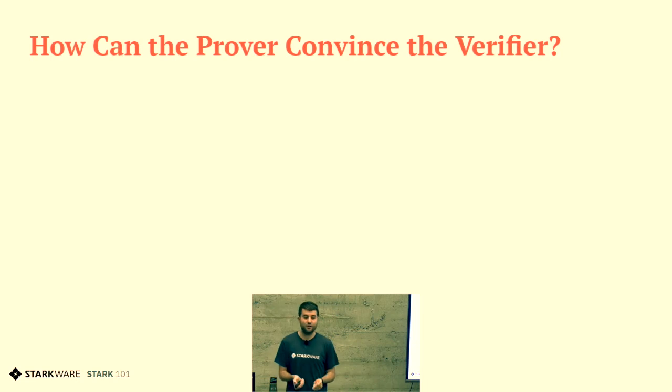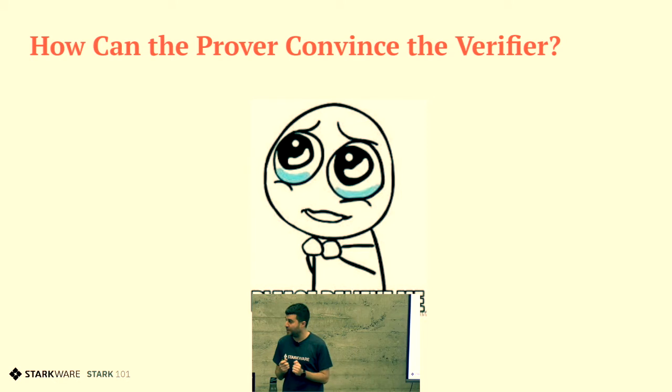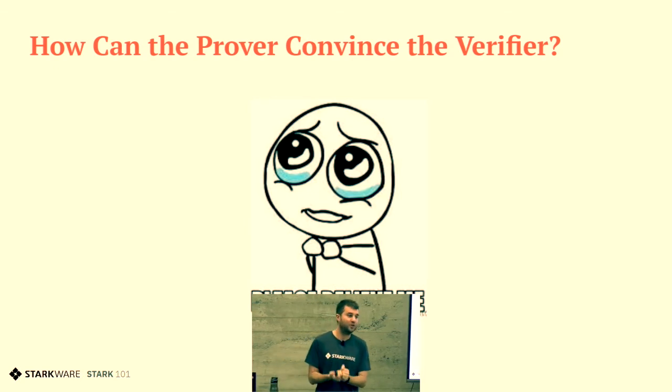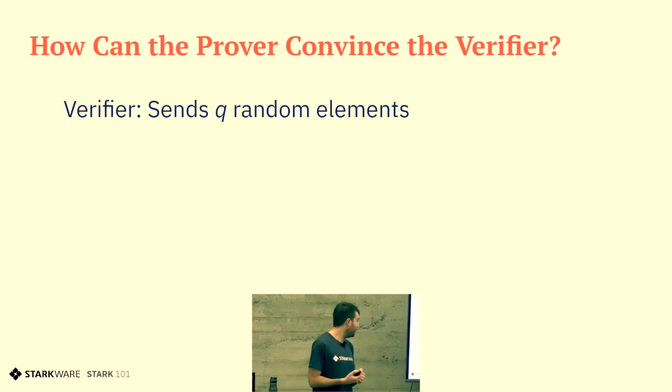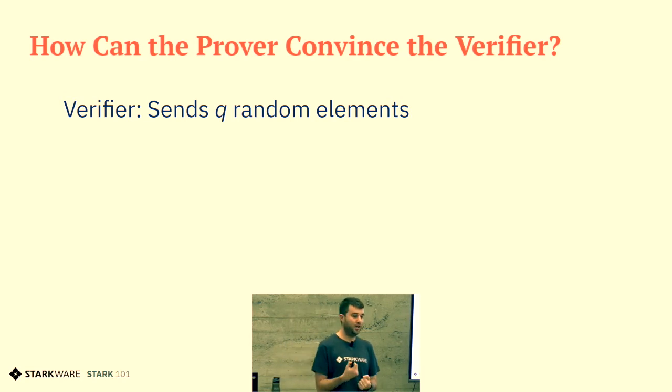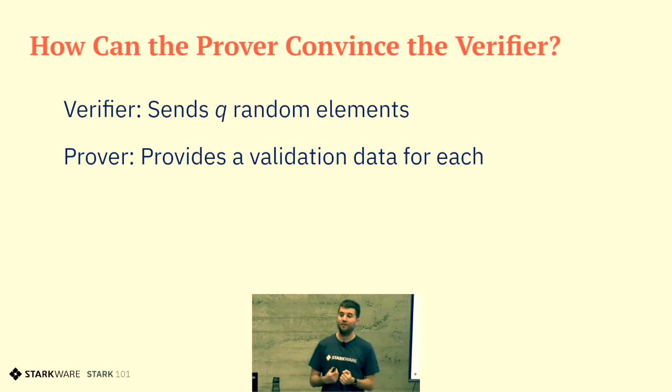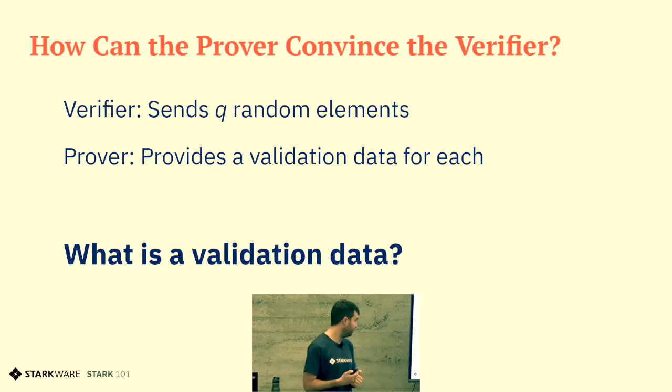Again, my first intuition was that the prover is going to convince the verifier by just begging him and telling him, please believe me. And again, we are mathematicians, and they told me that we cannot do it and we need to use a more mathematical way. So we will do it in a different way, unfortunately. The verifier will send Q random elements, and for each element, the prover is going to send validation data to the verifier.